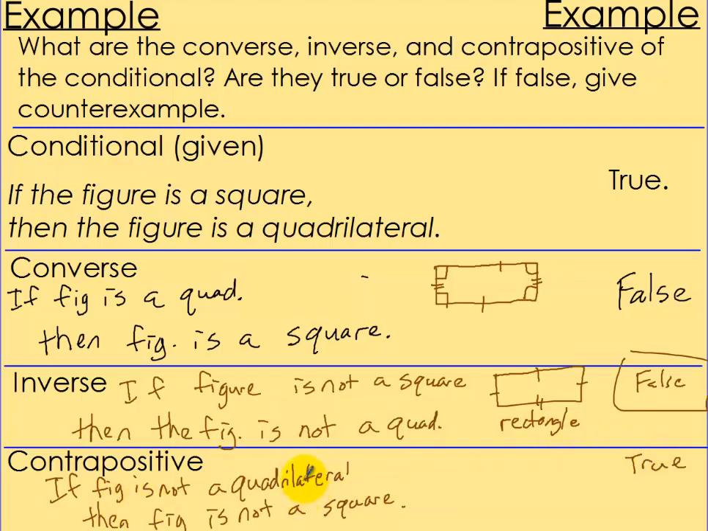Because if it's not a quadrilateral, okay, so then it has like 3 or fewer sides or 5 or more sides. Then the figure is not a square. Well, yeah, because a square has to have 4 sides. So this has got to be true. If it's not a quadrilateral, it can't have 4 sides, and that's one of the parts of a square. You have to have 4 even sides. There have to be 4 sides. So that is true. Try the last one.